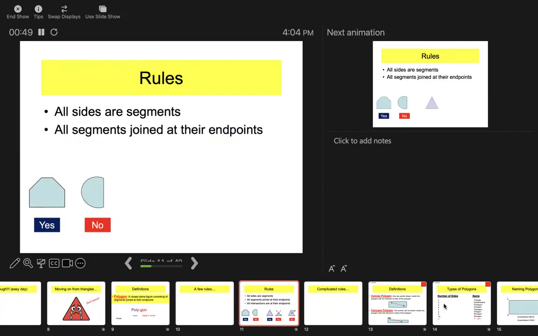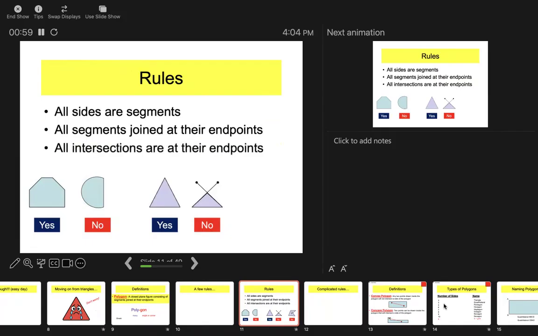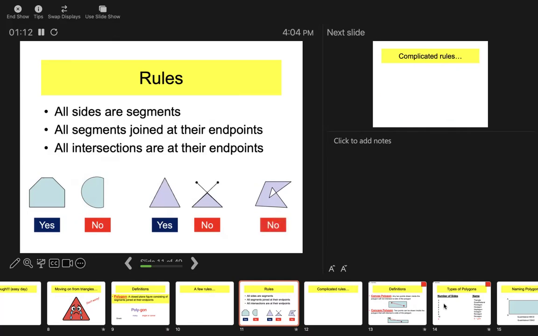They also have to be segments joined at their endpoints. So yes, that's a polygon, but no. Notice two of those sides are not joined at their endpoints. And then all the intersections have to happen at the endpoints. So even though I'm joining each segment at their endpoints there, I have an intersection that happens kind of in the middle. So that one also is not a polygon.